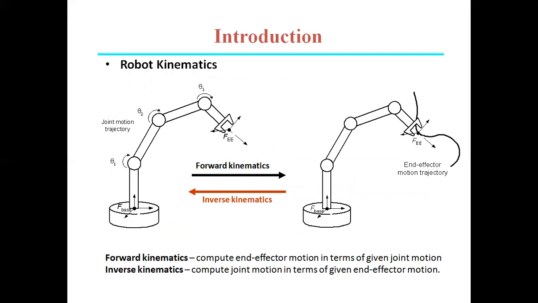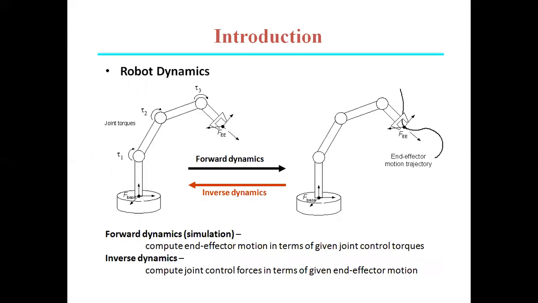We have a joint trajectory motion. When it moves, we compute the end effector motion in terms of the given joint motion; that is forward kinematics. Whereas inverse kinematics computes the joint motion in terms of the given end effector motion. So computing the end effector versus computing the joint motion is the difference between forward and inverse kinematics.